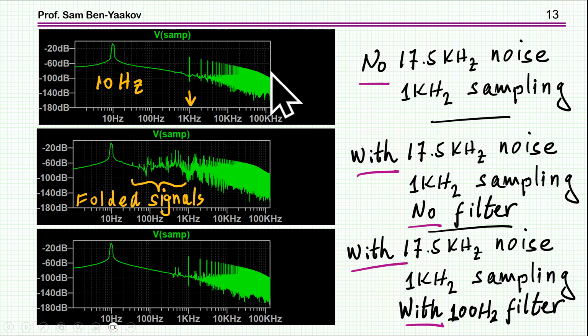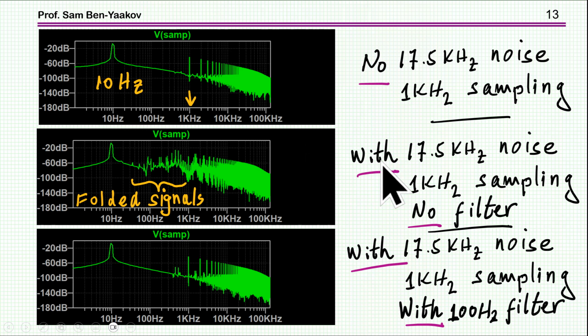The first one is just the signal, no noise. What I see here is this 1 kilohertz switching and its harmonics. Again, this is the voltage across the sample and hold capacitor. It's really not relevant to what we are talking about. So again, let's forget about it. So all that we see here is the sampling of the 10 hertz.